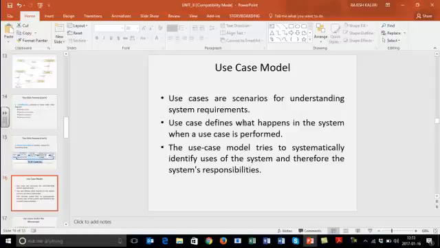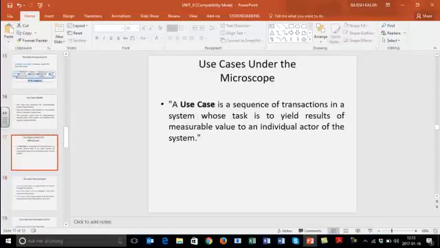And then the next one, which is also an important point, use cases under microscope. A use case is a sequence of transactions in a system whose task is to yield results of measurable value to an individual actor of the system. So whatever task is being carried out by the actor will be represented as a use case, and those are in sequences.